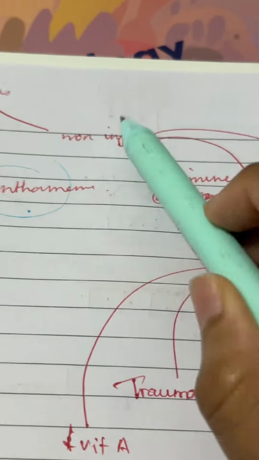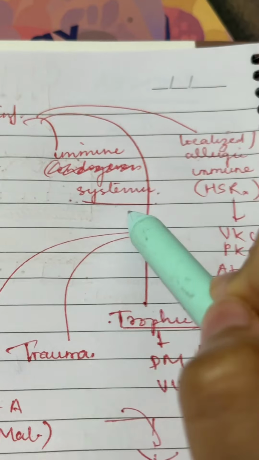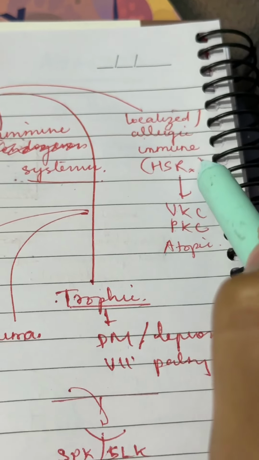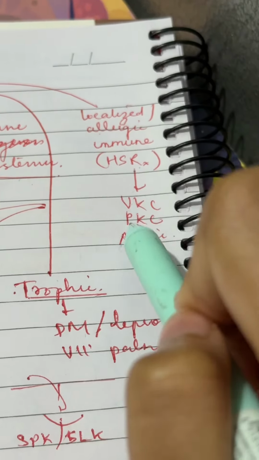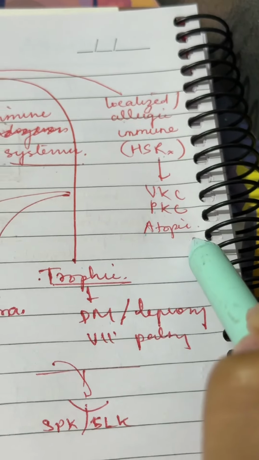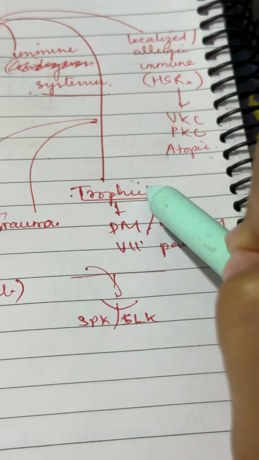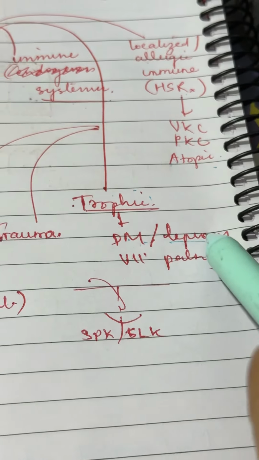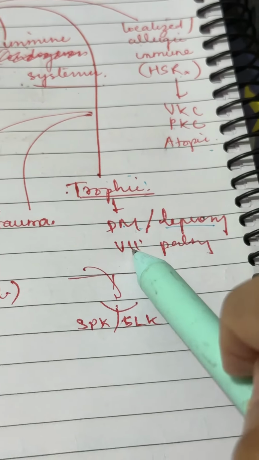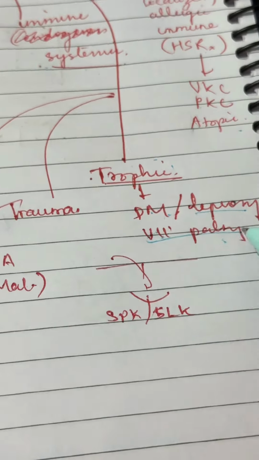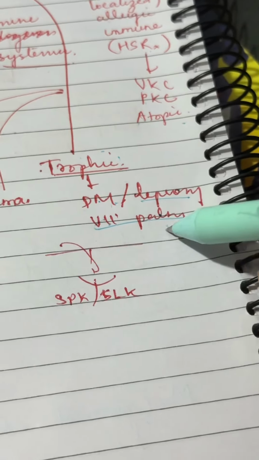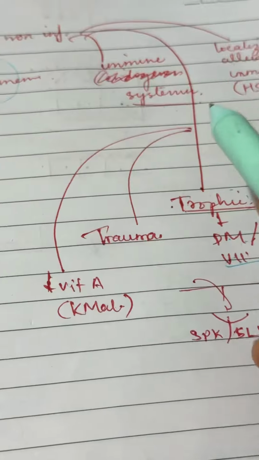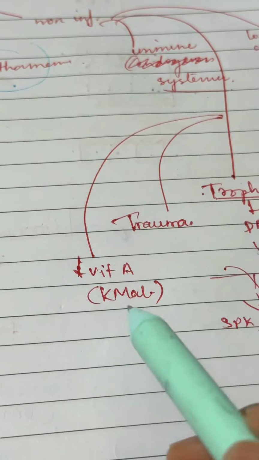We may have non-infectious keratitis wherein we have immune systemic disorders or localized allergic or immune responses like hypersensitivity responses in cases of vernal, phlyctenular or atopic keratoconjunctivitis. We can have trophic problems. So neurotrophic ulcers can be seen in diabetes mellitus where we have peripheral neuropathy or in leprosy also because of peripheral neuropathy. Or we can have cranial nerve 7 palsy, that is facial nerve palsy. As a result of facial nerve palsy, you will have lagophthalmos and your eyelid will not close and there you will have exposure keratitis. You may also have direct trauma or vitamin A deficiency which can cause keratomalacia.